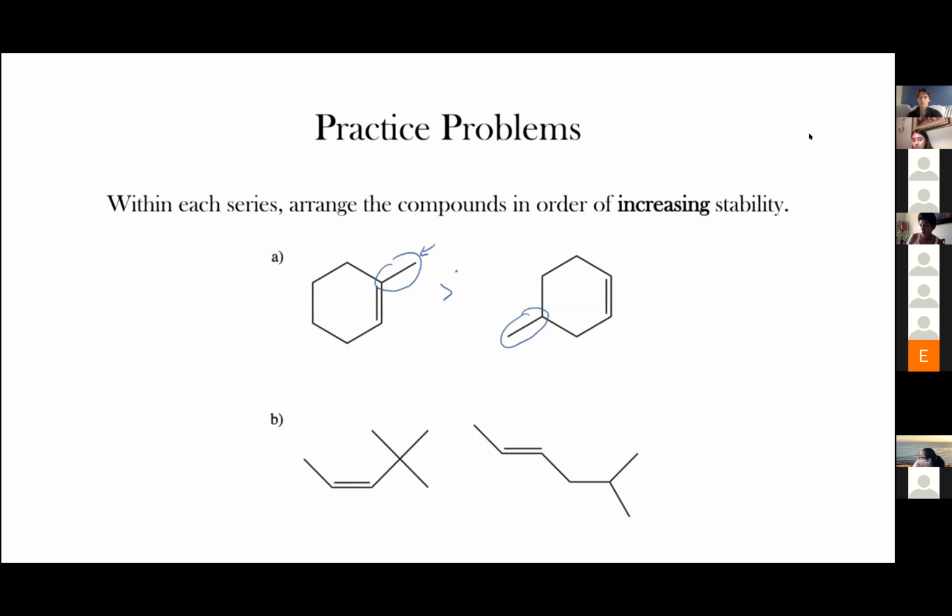The right one is more stable. Good. Can you tell me why? Because it's trans. Perfect. Yep. So in this right here, right, you have this big clunky thing, and this up top, right? So you're going to have some negative interactions in here, whereas in trans, you have these big groups away from each other. Good. So the right one's going to be more stable.